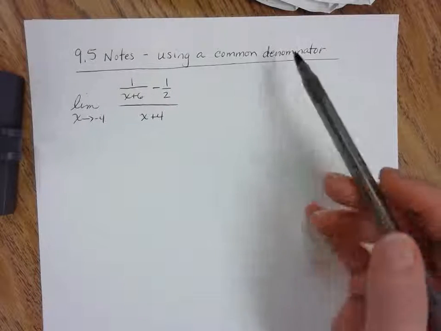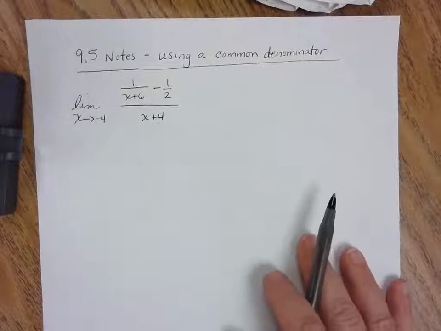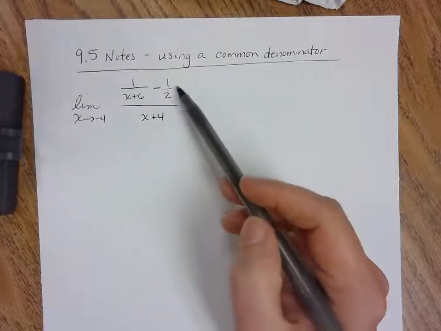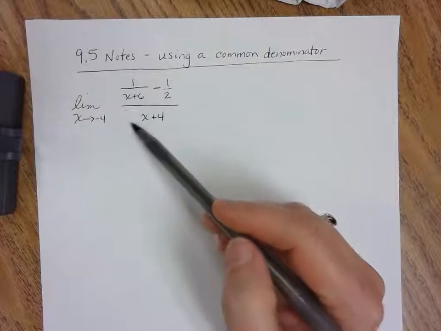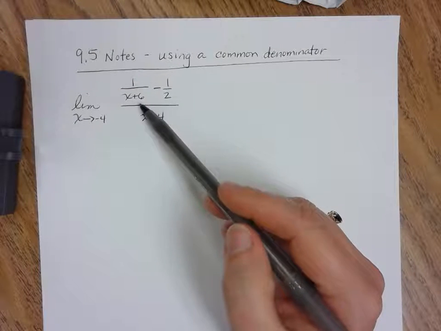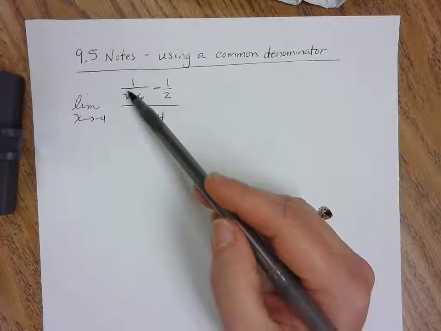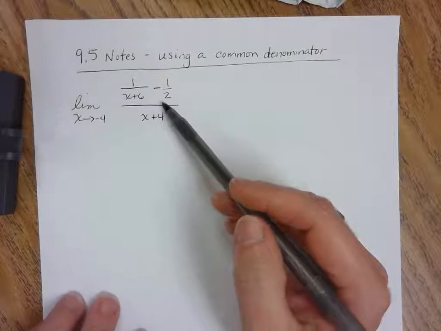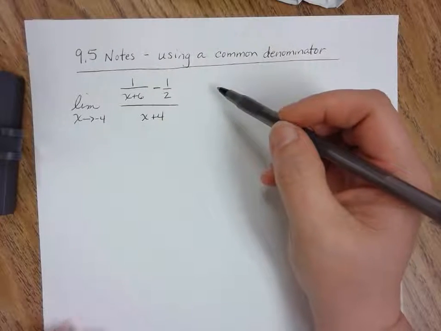Using a common denominator in order to find a limit. If you'll notice this problem, it is a complex fraction, which simply means you've got a big fraction, and in that big fraction you've got fractions. So it's fractions in a fraction. That's what makes a complex fraction. Seems to make sense to me.